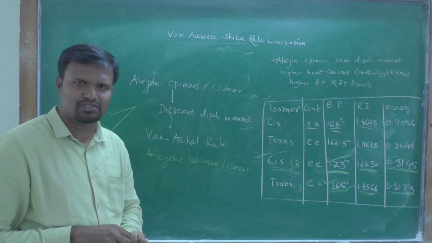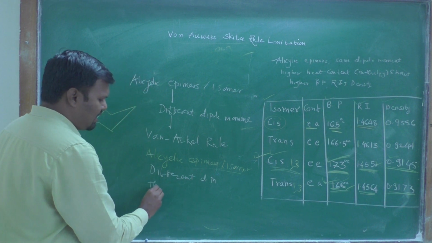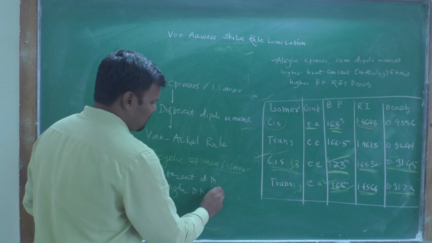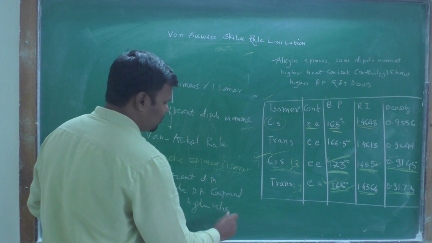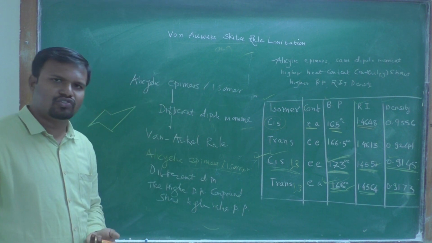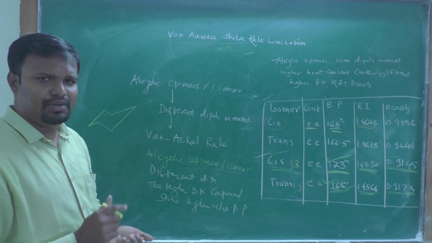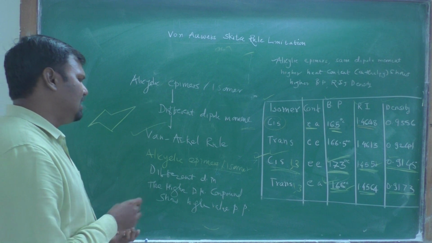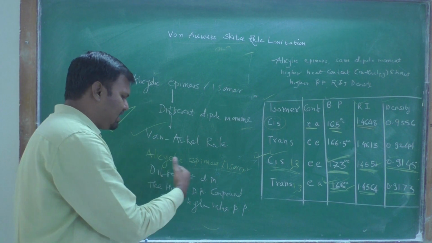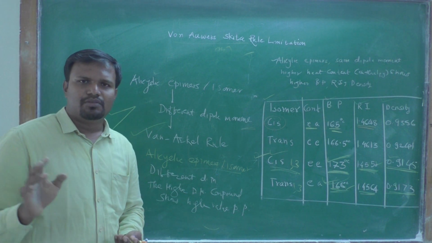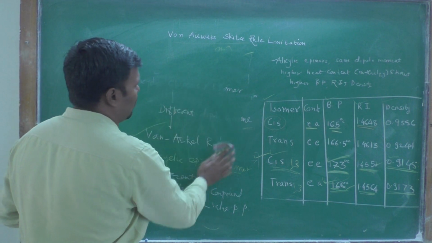Therefore, for alicyclic epimers or isomers having different dipole moments, the higher dipole moment compound shows higher values or higher physical properties. This is the second limitation of the Auwers-Skita rule. For different dipole moments, a new rule arises. That new rule states that among alicyclic epimers or isomers having different dipole moments, the isomer with the higher dipole moment shows higher values of physical constants. This second rule is called the Van Arkel rule.